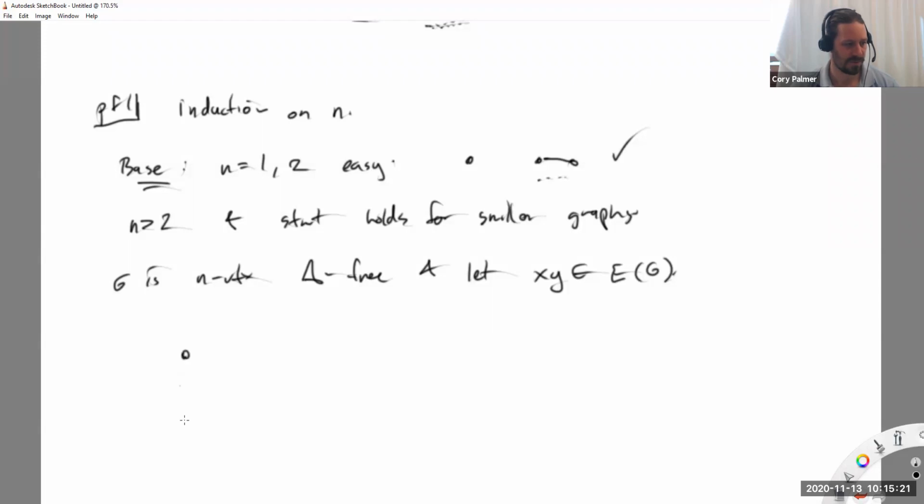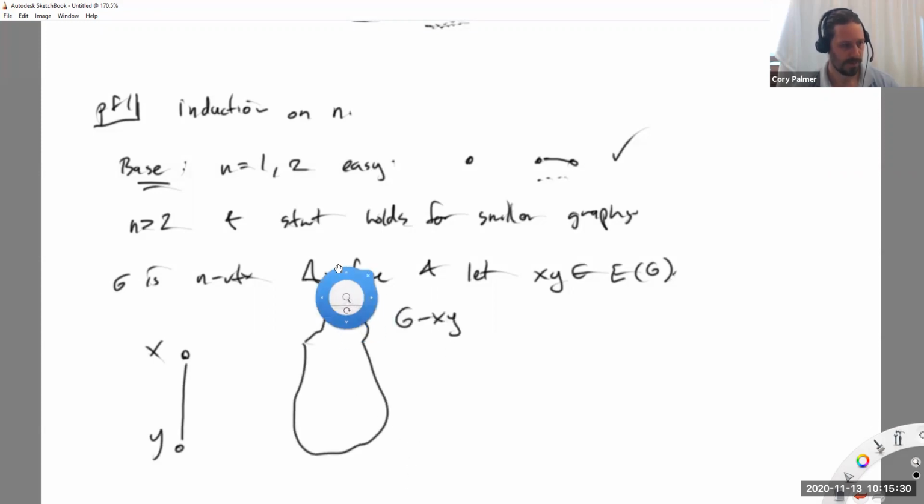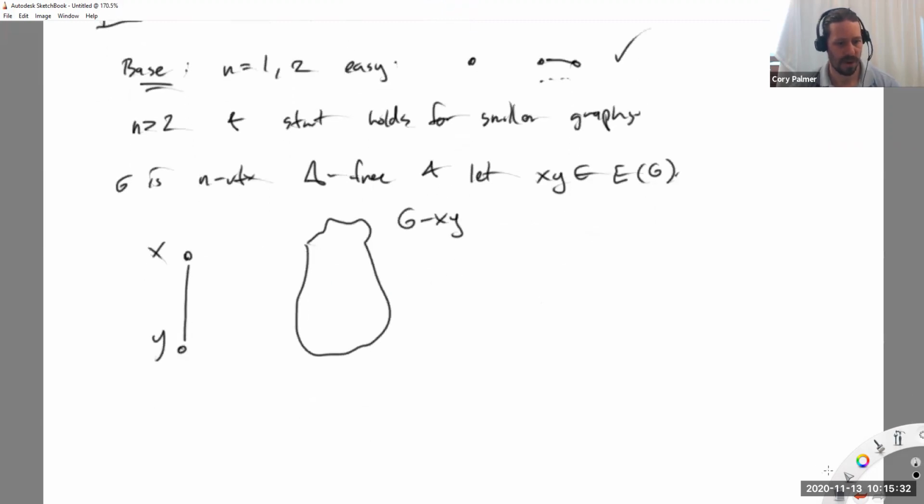Okay, and let's draw this picture here. So here's my edge xy, and here's the rest of the graph. I'm going to call this G minus xy here. So G minus xy is clearly triangle free, right? I remove the edge xy and whatever edges went across here, that can't create a triangle. This is a subgraph, obviously. And it has n minus 2 vertices, right? Because I pulled 2 vertices off from the edge.